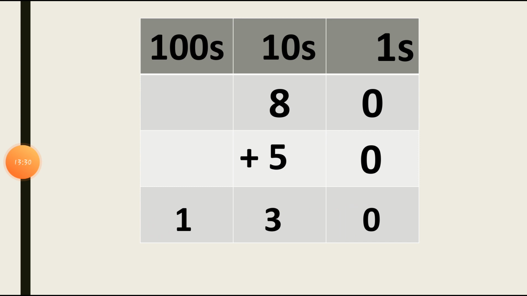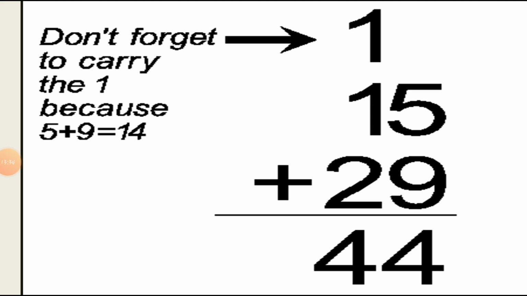Hope you understood this, students. There is no doubt in this. Let's see some more examples. Here I'll show you 5 plus 9, which is the ones column. So students, 5 plus 9 is equal to 14. So in this 14, number 4 is at the ones place. So we can write number 4 under the ones column.